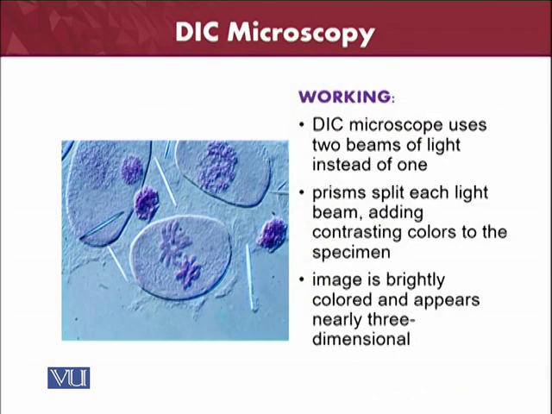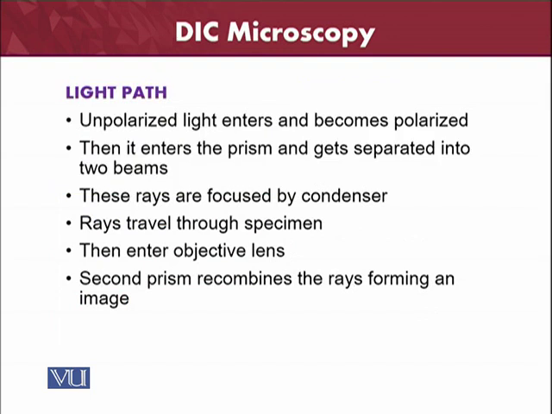How do we use DIC microscopy? A DIC microscope uses two beams of light instead of one. A prism splits each light beam in different ways, adding contrasting colors to the specimen. These contrasts are the actual way we see the specimens inside the microscope. The image is brightly colored and appears nearly three-dimensional. When we see the objects from the eyepiece, the image appears three-dimensional and contrastingly colored.